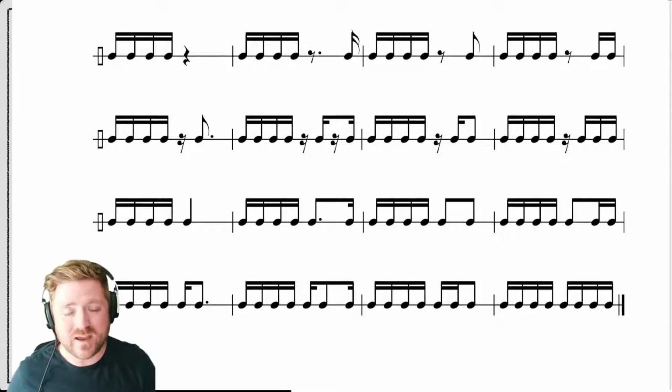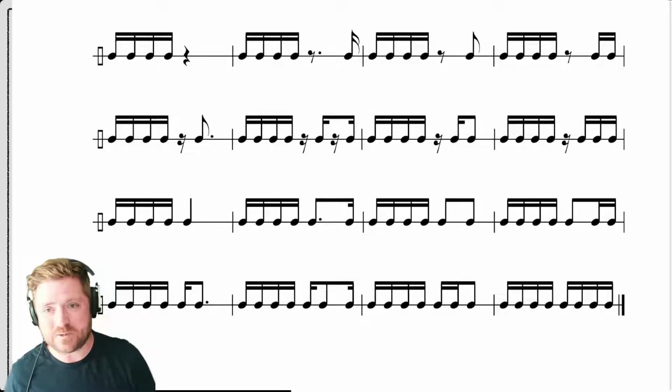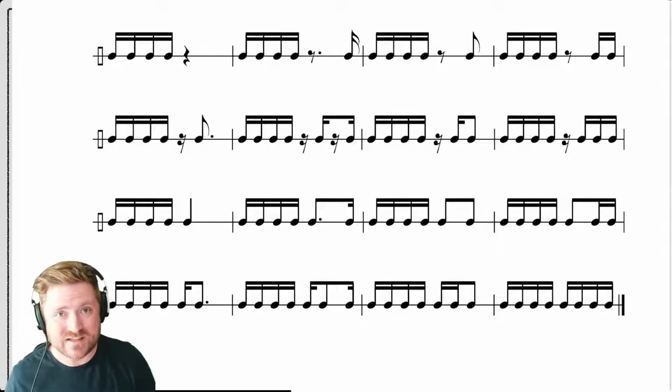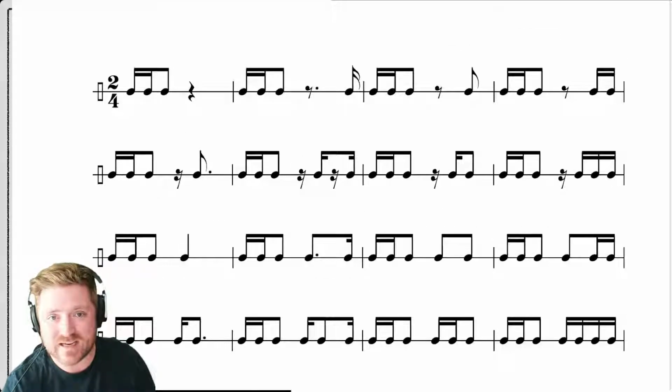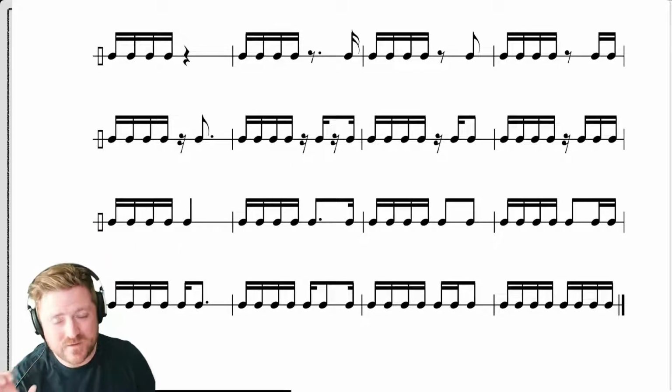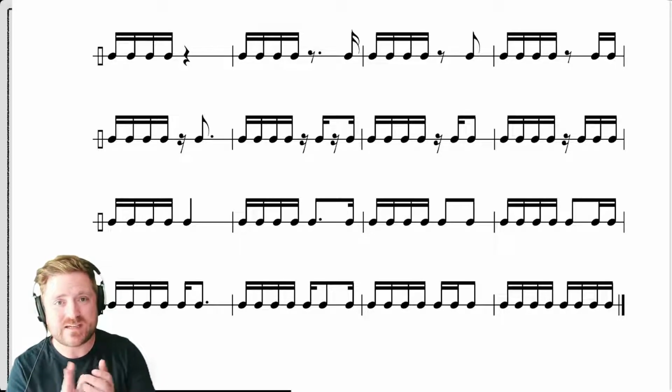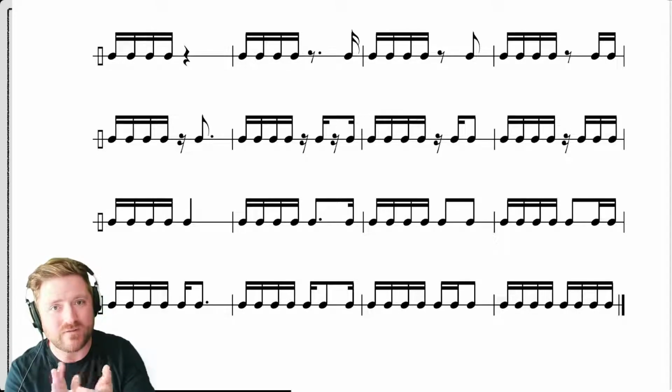Because I want you to look at the second half of each of these bars. Just have a look at it. What do you notice? It's exactly the same as the first set. Exactly the same. Except the first beat, instead of this da-da-da, it's da-da-da-da. So you've got to think semi-quaver.